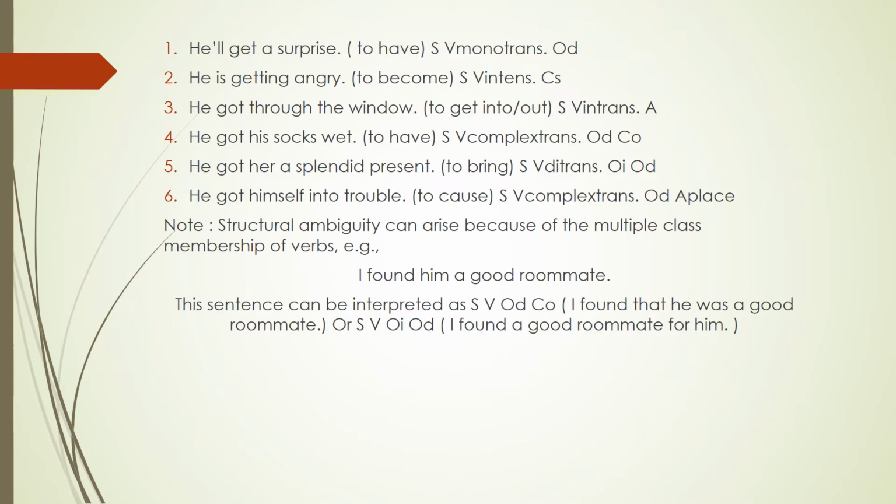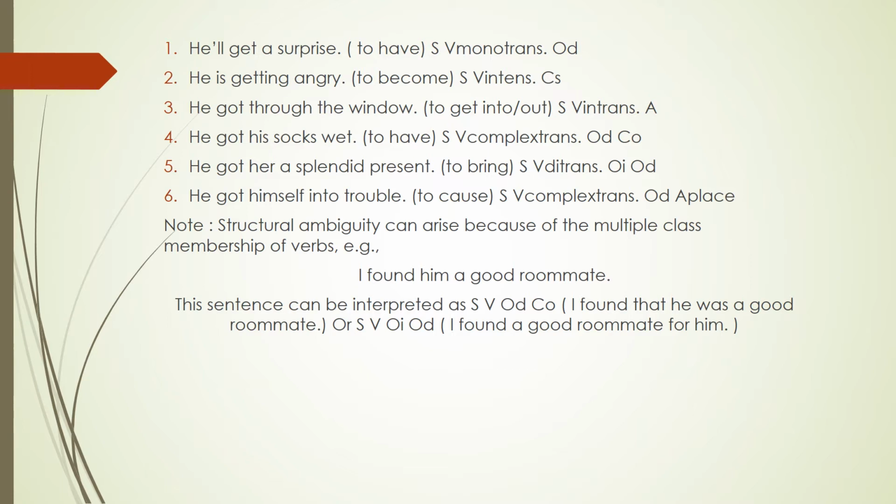Sentence number five, we have he got her a splendid present, and get here is used in the meaning to bring or to buy. The pattern here is pattern number six, because we have he as a subject, got is the ditransitive verb, her an indirect object, and a splendid present the direct object.